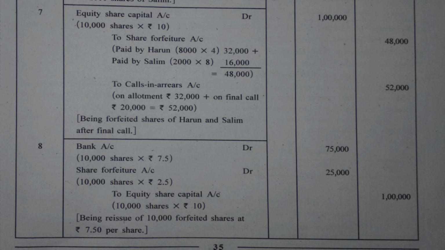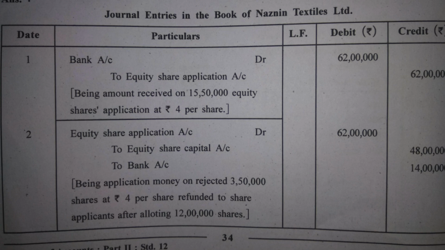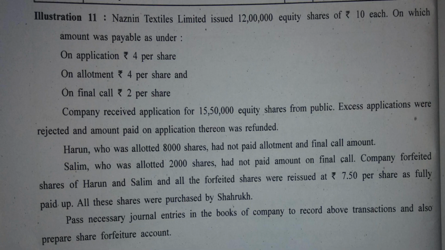So shares of Harun and Salim are forfeited after final call. Alright. Okay then. Now these shares are reissued at 7.5 rupees. The share is of rupees 10 and is reissued. Let us jump to the question. Here it is.